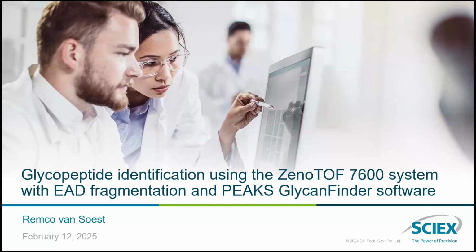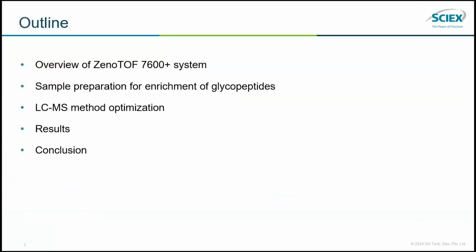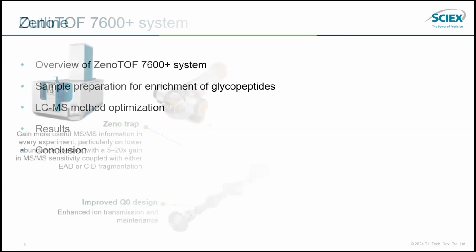But I will continue with giving just an example or sharing some of our experience using the GlycanFinder software on data that was acquired on the ZenoTOF 7600 system. So this is briefly the outline of what I wanted to cover. I will give you a really brief overview of the ZenoTOF 7600 system, specifically focusing on the features that are important for glycopeptide analysis. Talk a little bit about sample preparation, because the one thing I learned is that it is really critical to be successful in glycopeptide analysis. Talk a little bit about the optimization, and then share some results and end with a conclusion.